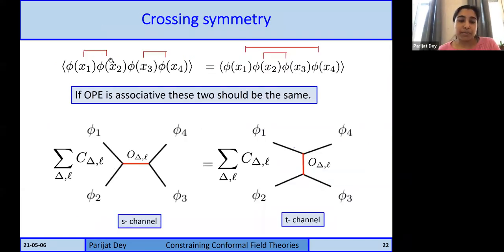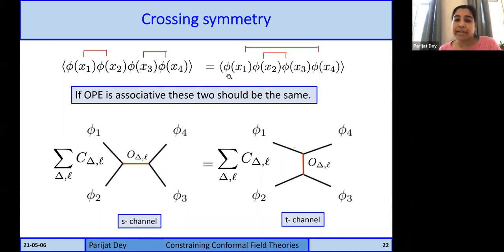Okay, so now inside the 4-point function, you can fuse together operators 1 and 2 and 3 and 4. And this is known as the S-channel expansion. And this is pictorially what it means. So we have operators 1 and 2. They're interacting via the exchange of an operator of dimension delta and spin L. And these are the corresponding OPE coefficients of these exchanged operators.